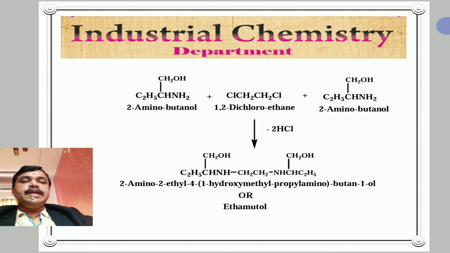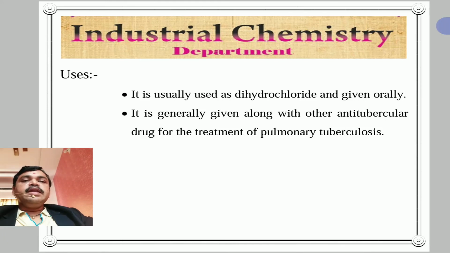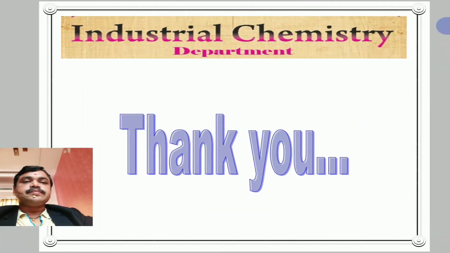Now the medicinal application of ethambutol. It is usually used as dihydrochloride and given orally. And number 2, it is generally given along with other anti-tubercular drugs for the treatment of pulmonary tuberculosis. So in this lecture we studied two drugs, para-amino salicylic acid and ethambutol. Here I finish this lecture and we complete in this unit our first group of drugs, anti-tubercular or anti-TB drugs. Thank you.